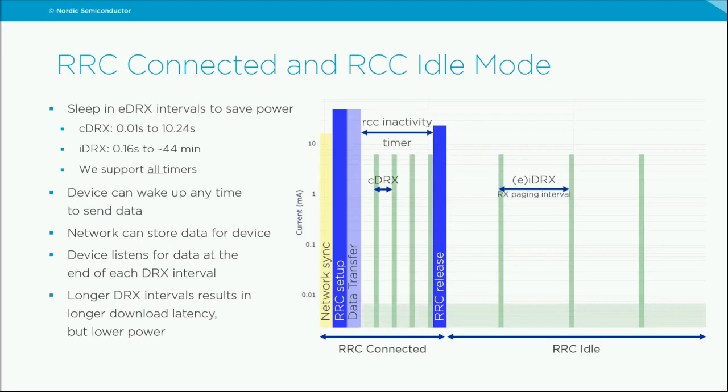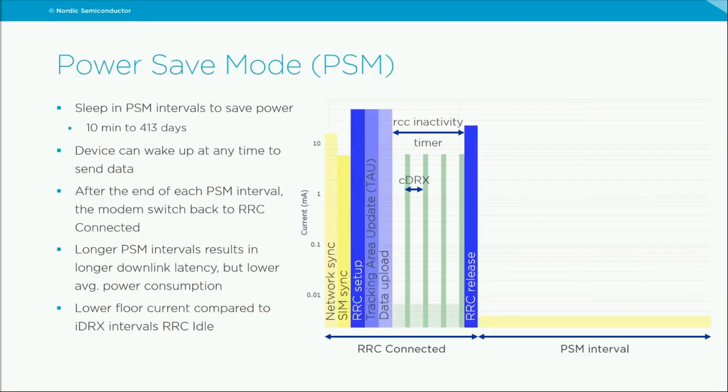The device listens for data at the end of each DRX interval, and longer DRX intervals result in longer download latency, but also lower power. For the next mode, we have power saving mode. This is a mode you can jump to either directly from RC connected mode or from RC idle mode. This is the mode you will use when you're going to save a lot of power and sleep for a lot. You can sleep from 10 minutes to up to 413 days in theory.